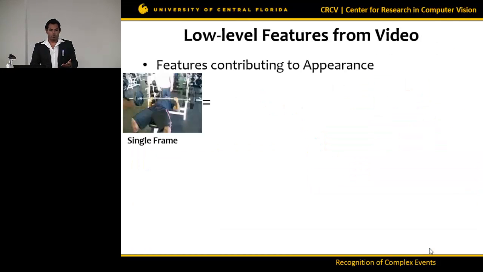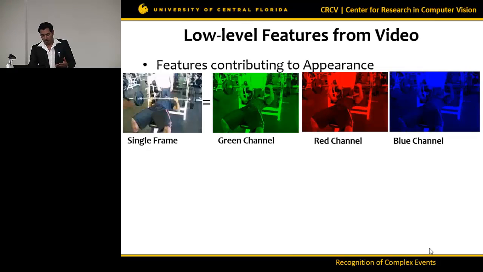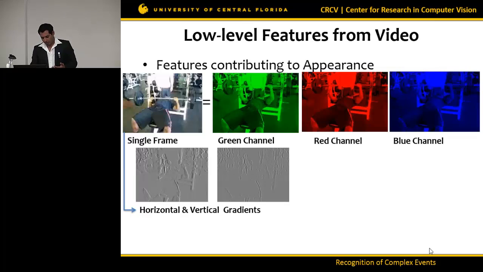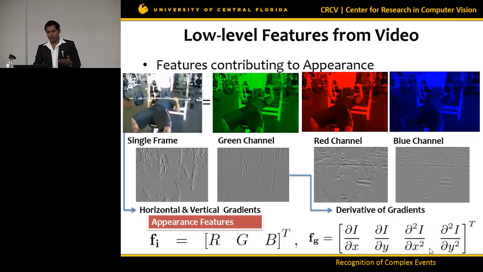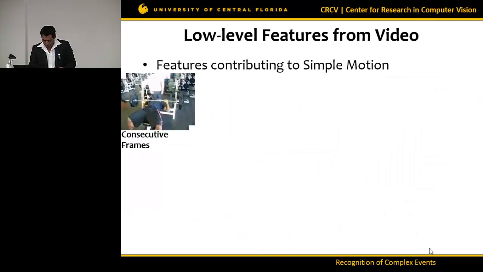So now, how do we compute this covariance matrix? According to our method, we first have a single frame. We compute low-level image-based features from that. That's basically the green, blue, and red channels from the RGB data that is available. And also the appearance information: horizontal and vertical gradients and their derivatives. So this is mathematically represented as this vector, where Fi is your intensity and Fg is the gradient components.